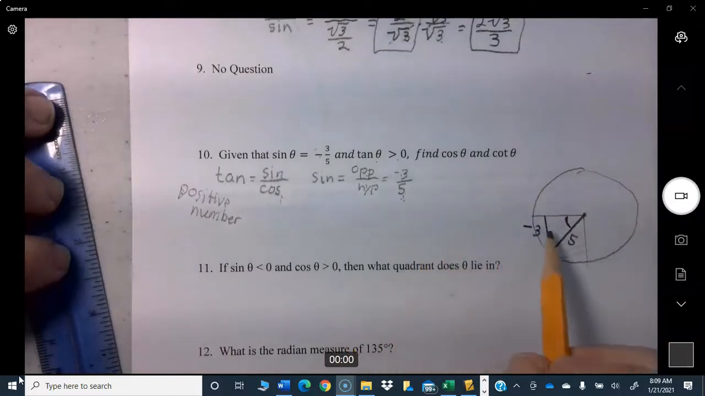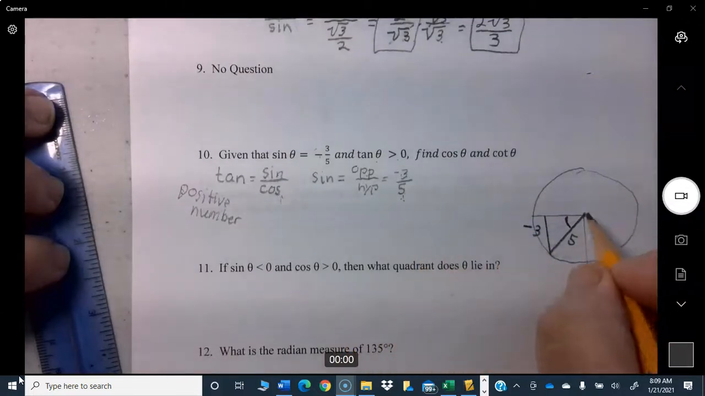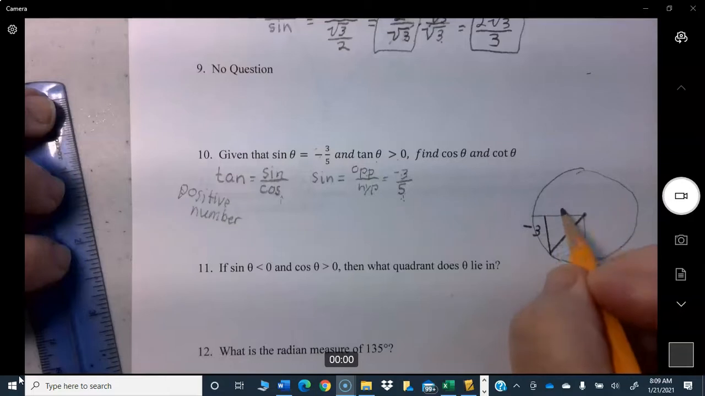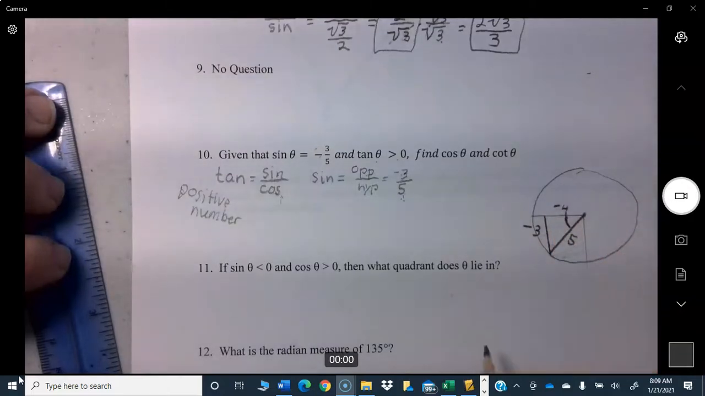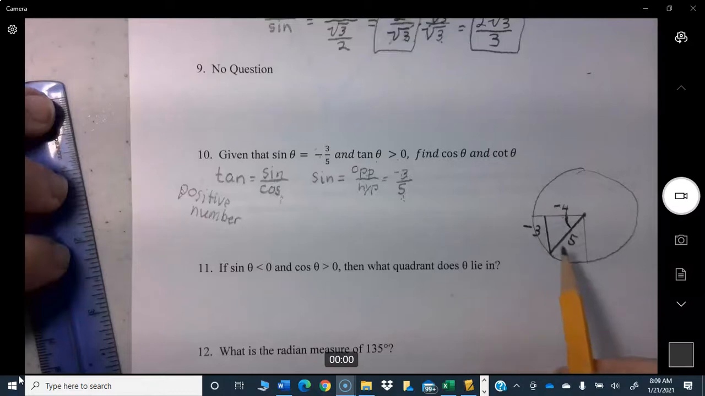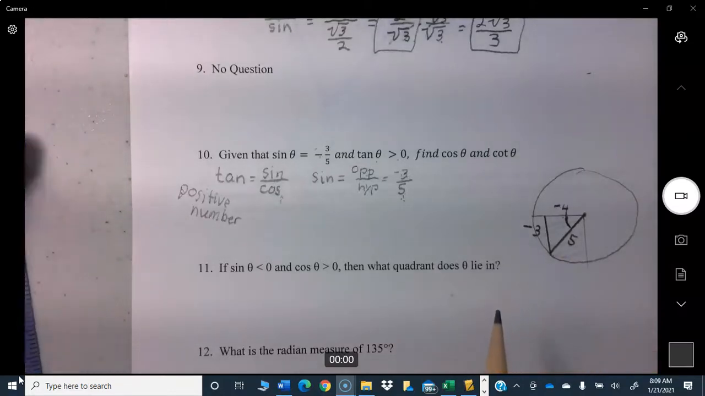Okay, by now I'm just going to say you should recognize this as a 3, 4, 5 triangle. And this side is going to be -4 because it's in the negative direction. So -4 squared is 16, -3 squared is 9. You add 16 and 9, you get 25, and the square root of 25 is 5. That's just the Pythagorean theorem, okay?